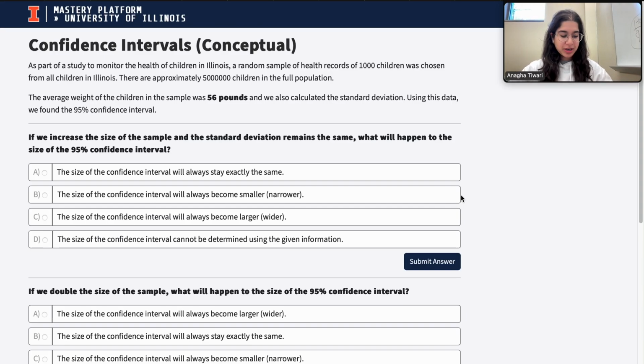In this video today, we are going to be doing a question on conceptual confidence intervals. So let's go ahead and get started.